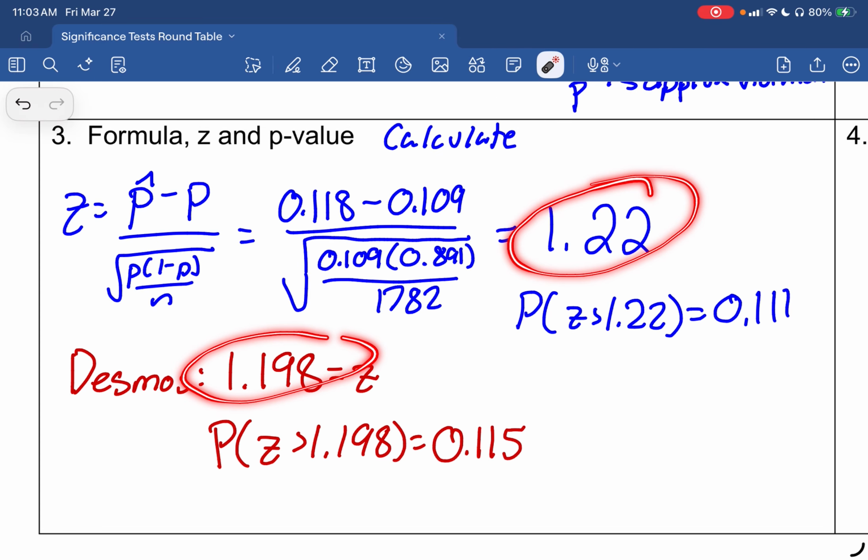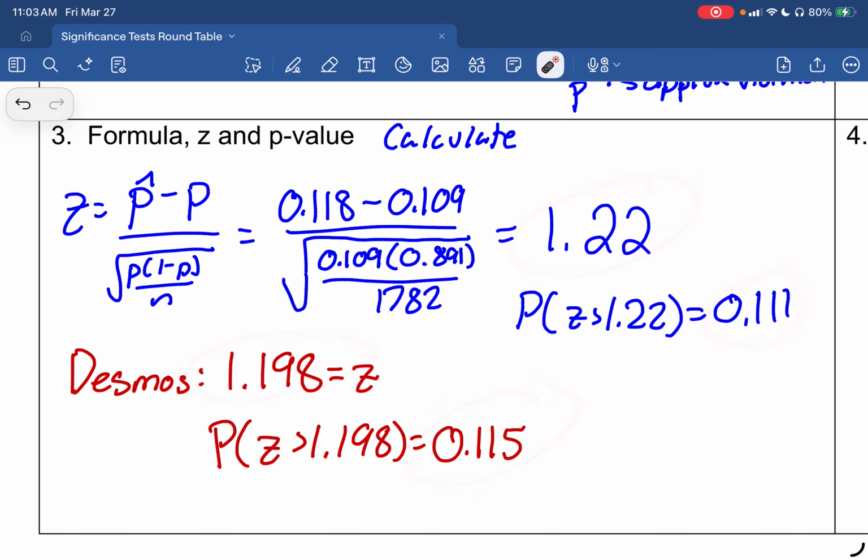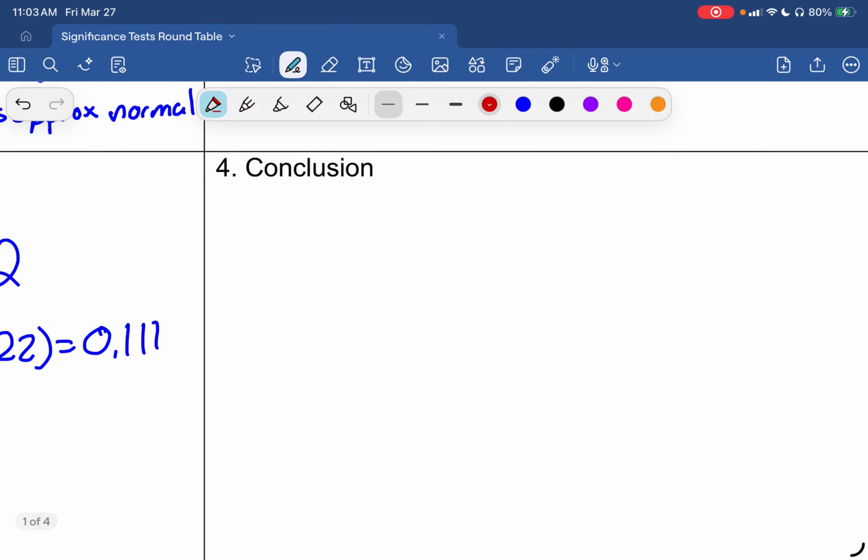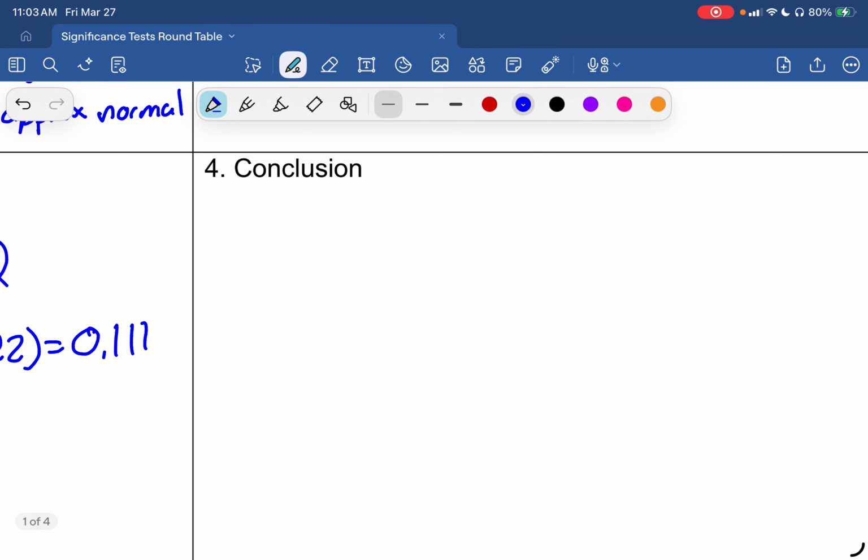What you will notice here is both the Z and the P's are very similar. It's just a rounding issue of which way did you round, how did you round, when did you round in the problem. As long as you are within a set range, either of these are acceptable answers. Now, I'm going to rock on with the Desmos answer here.